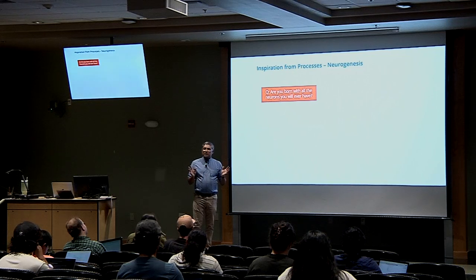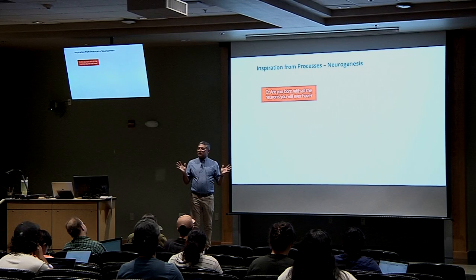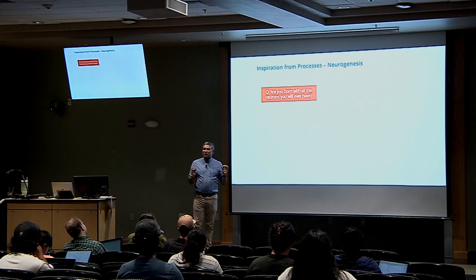Do we ever get new neurons, humans? Or are we all born with the same amount of neurons that we start with? Or do we just lose neurons as we go? Any guesses?